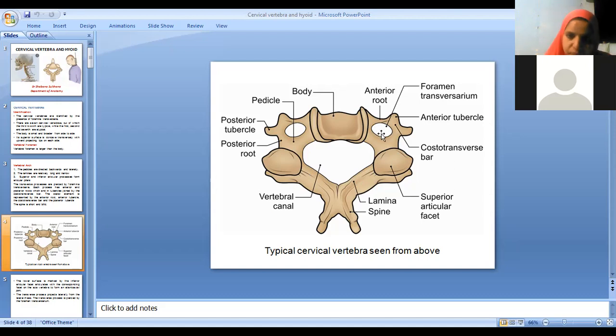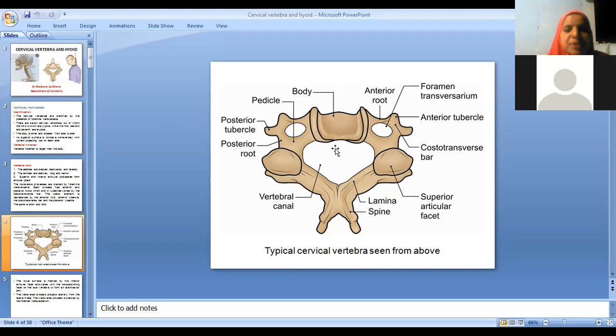Now you see it has anterior tubercle, it also has posterior tubercle. The arch in front is called the anterior root, behind this area is called the posterior root. Front is anterior tubercle, behind is the posterior tubercle. In between anterior and posterior tubercle, the area is called the costotransverse bar. Connecting the arch and the lamina, the area is called the pedicle.